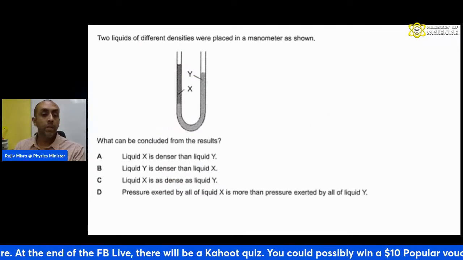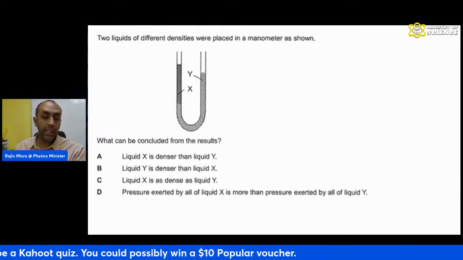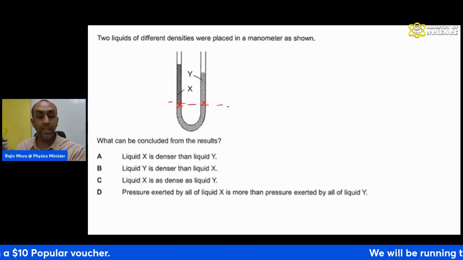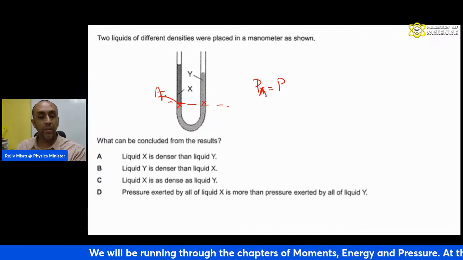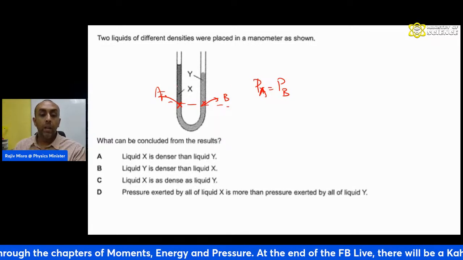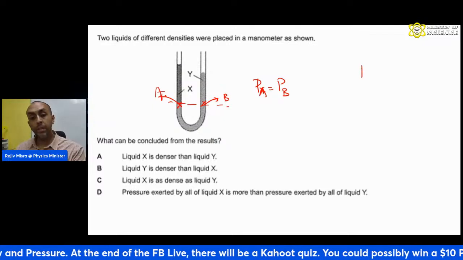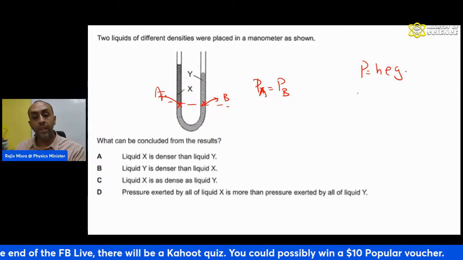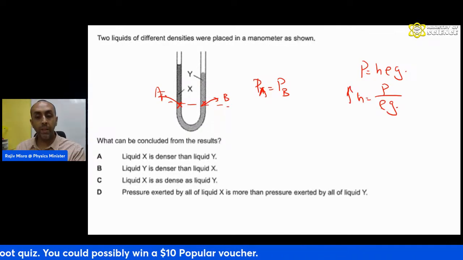So two liquids of different densities were placed. What can be concluded? Now you must remember that here and here, because they're connected by the same liquid, the pressure is the same. So let's say I call this A. Pressure due to A and pressure due to B will be the same. Now, if you look at the height of this, it is a lot bigger than this. Because P equals h rho g, height equals P over rho g. Now, your height will only be bigger when your density is smaller.